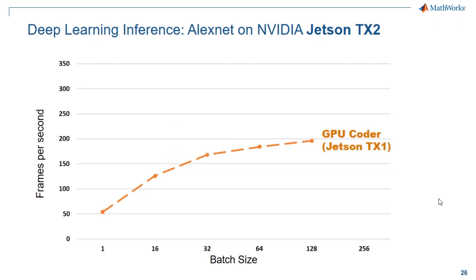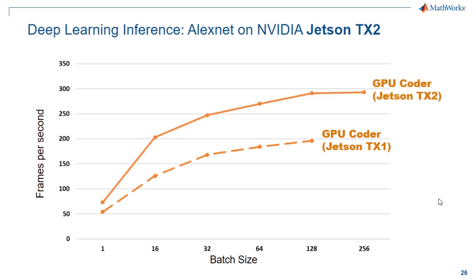So we also took a look at the Jetson TX2, and over here you can see, just for comparison, the same performance curve from the Jetson TX1. At a batch size of 128, it was very close to 200 frames per second. On the TX2, with its improved performance, GPU Coder also improved along those dimensions as well. So here you can see the performance curve approaching 300 frames per second for the larger batch sizes.